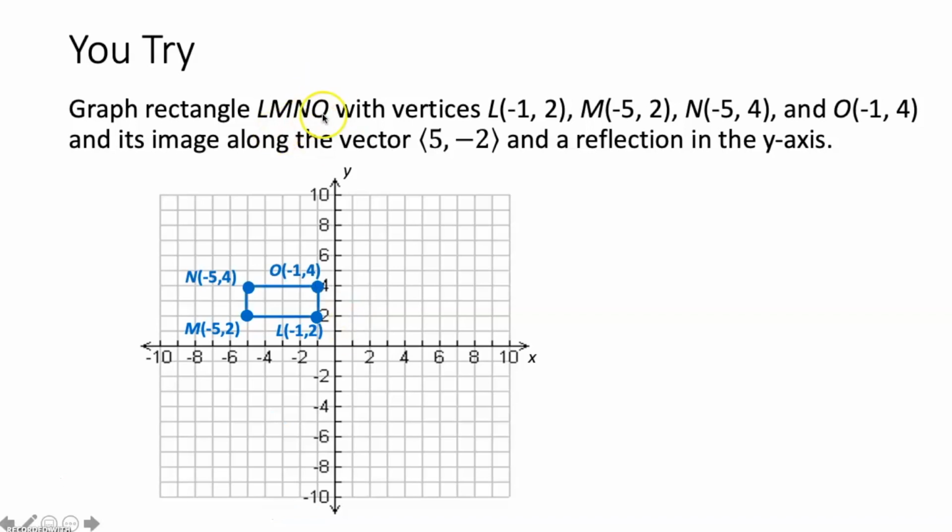There's our rectangle LMNO. And we're going to graph its image along the vector 5, negative 2. Again, it didn't have to say it was a vector. We know it's a vector because of these little brackets right here. What is this vector telling us to do to each of these points?